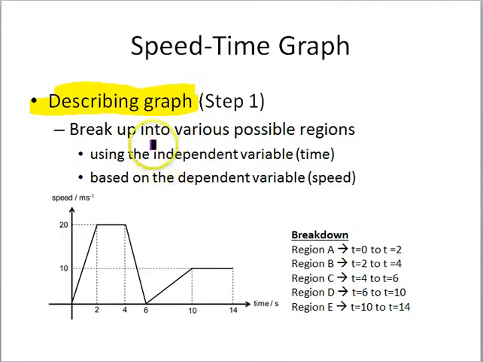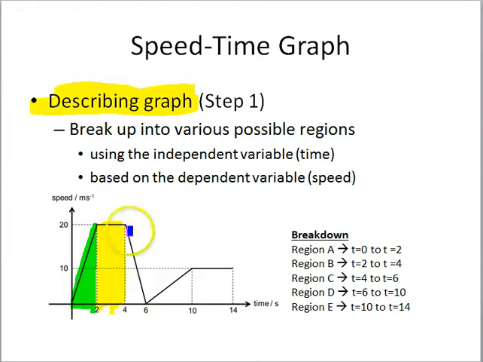So what we will do is use the time frame to split the graph based on the way the speed changes. From 0 to 2 seconds, you can see the speed is increasing. So this forms a region. This is the first region here. The second region, you can see the speed remains constant from 2 to 4 seconds. So this will be the second region.